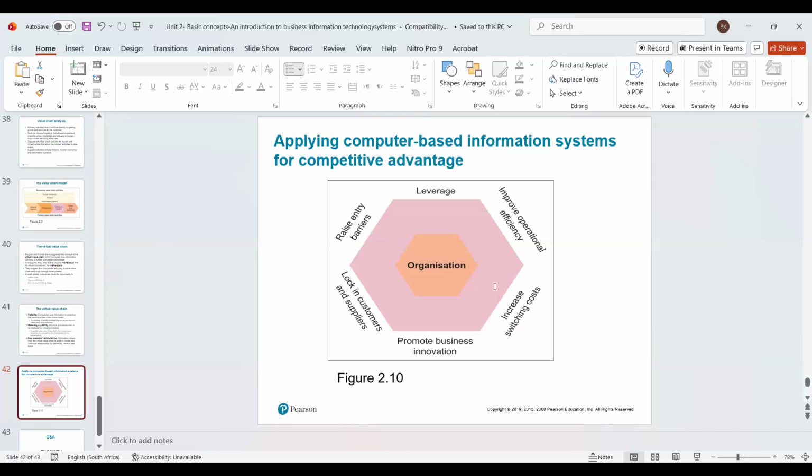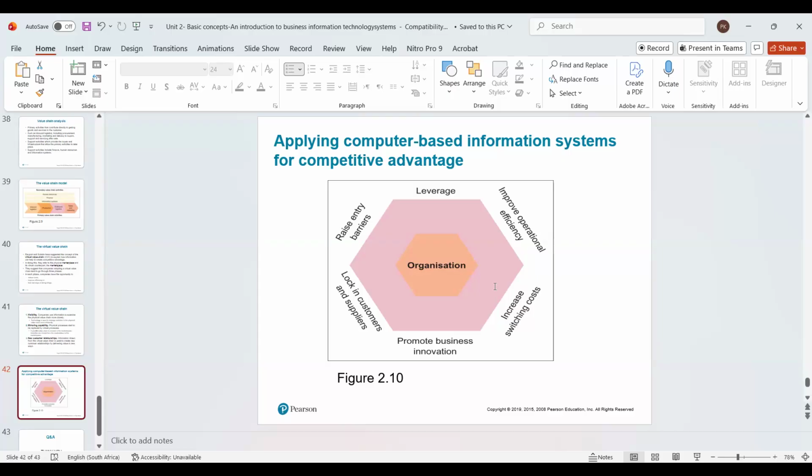So that is the organization, and then we can leverage information systems to increase or raise entry barriers. If you want to enter our environment, you need to spend a lot of money, because technology is very expensive. The moment you begin to integrate and use technology, it becomes very expensive for people to come into such an environment.